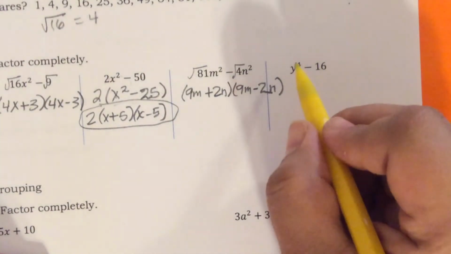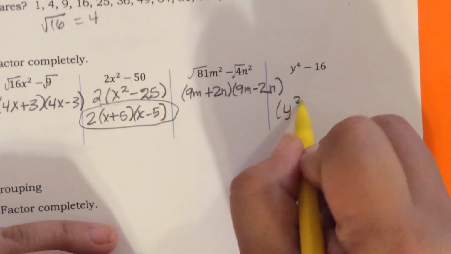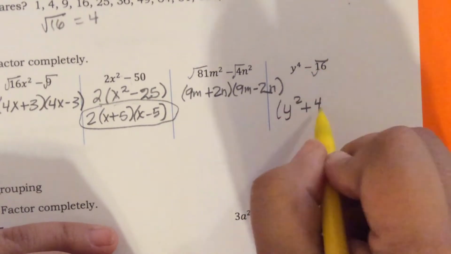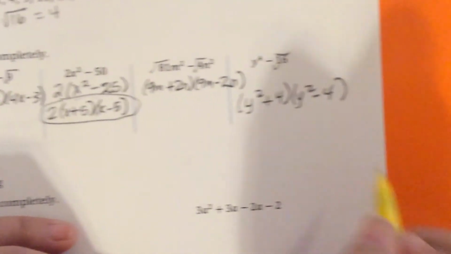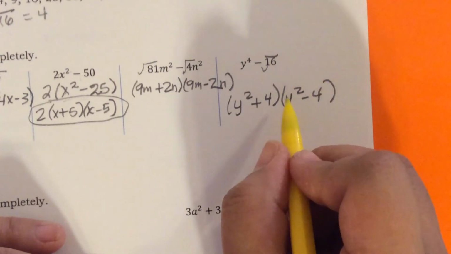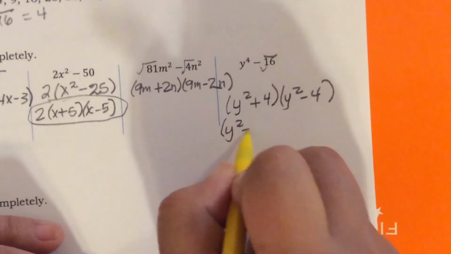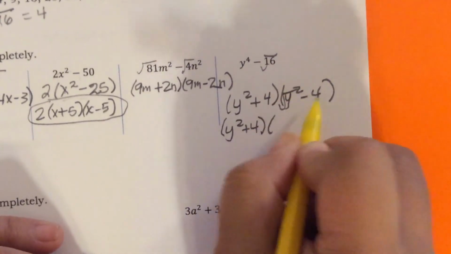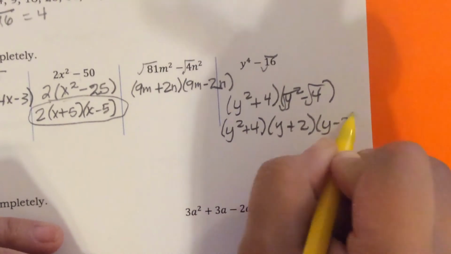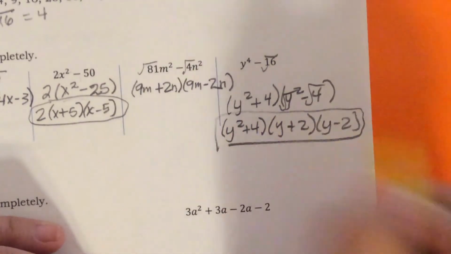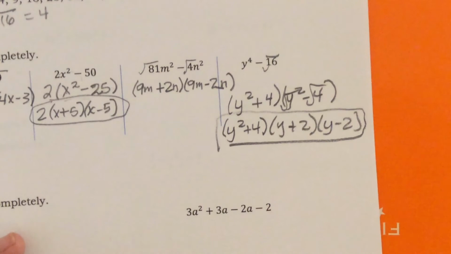And then this one is y to the 4th power. So when you take the square root of that, that's going to be y squared plus 4. If you take the square root of 16, that's 4. y squared minus 4. But then this one, you can still factor again because that's a y squared minus 4. It's still a difference of squares. So this one stays the same. But then you take the square root of those. That's going to be y plus 2, y minus 2. So this is factored completely right here. This is halfway done. This is completely. Okay, so that's factoring difference of squares.